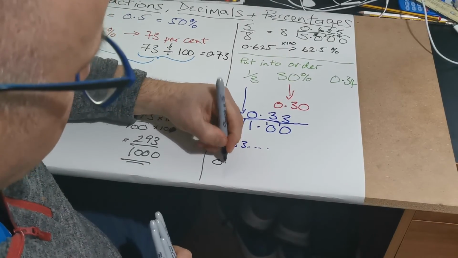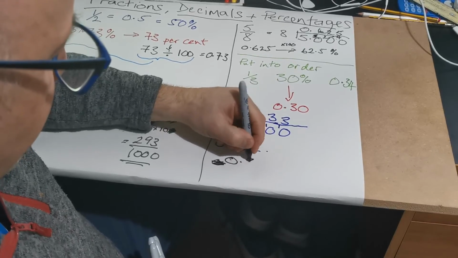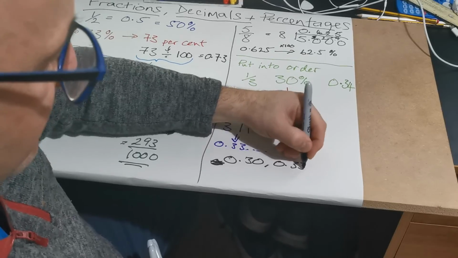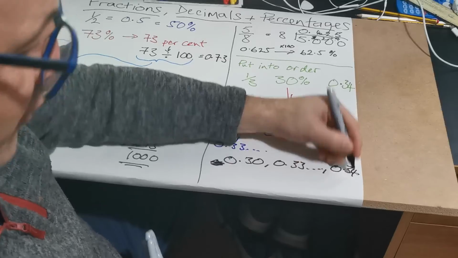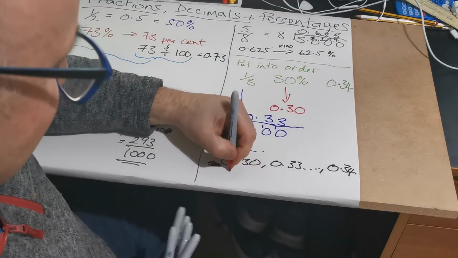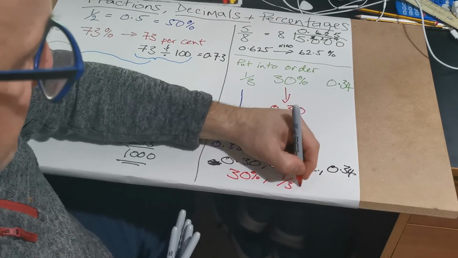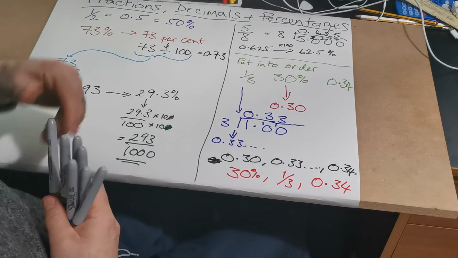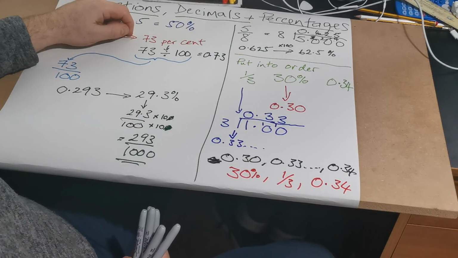So I've got 0.30, and then I've got 0.33 and whatever comes next, and then we've got 0.34. So in order, we have 30%, a third, and then 0.34. So by making them into the same thing, we can then compare them and put them in order. Okay?